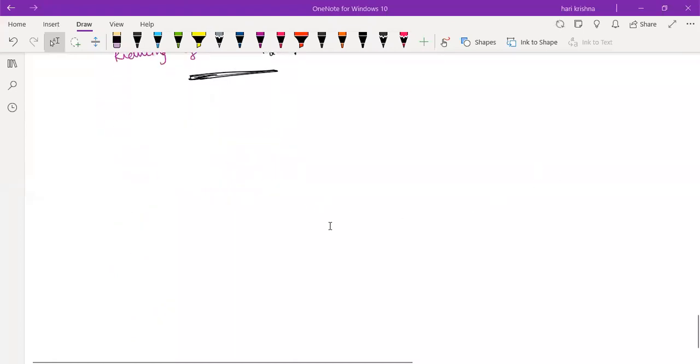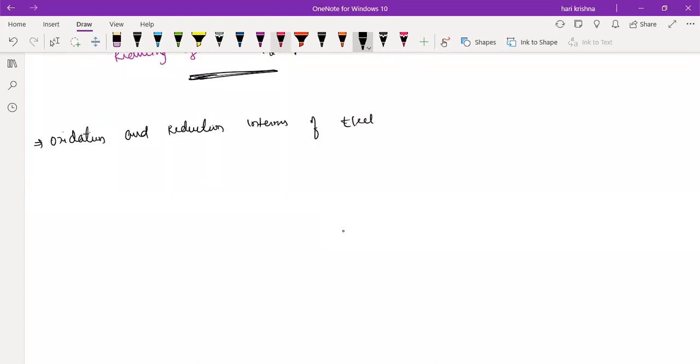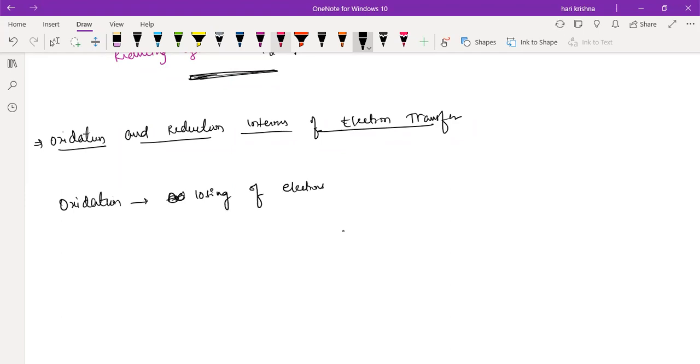So next we'll study oxidation and reduction in terms of electron transfer. Oxidation means losing of electrons. Reduction means gaining of electrons. Okay, oxidation means losing of electrons and reduction means gaining of electrons.